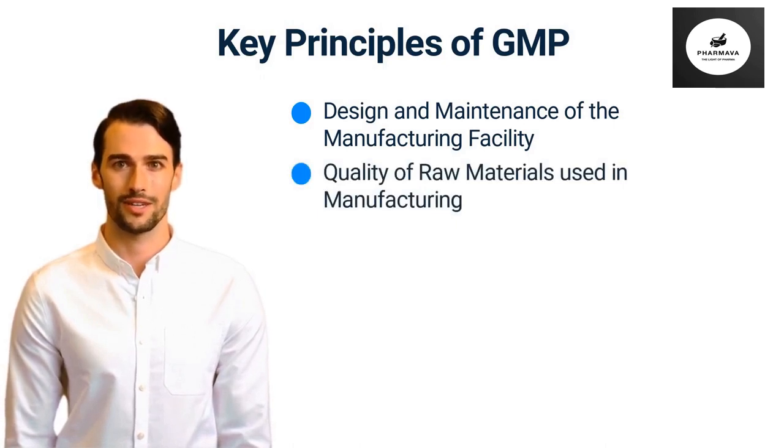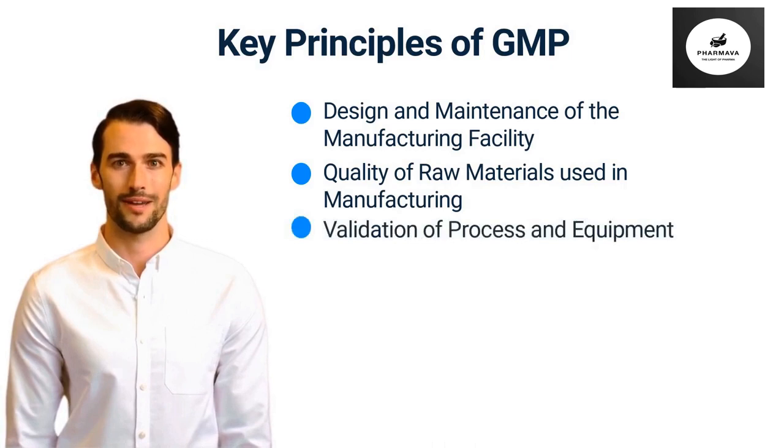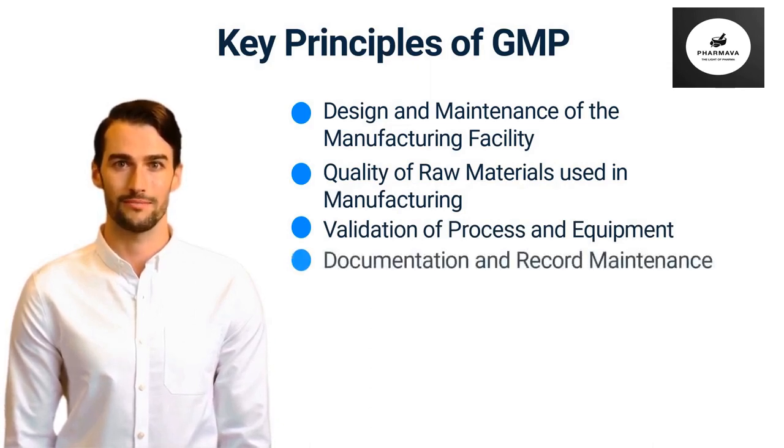Raw materials are the key ingredients of pharmaceutical products, and these must be tested for quality before these are used in production. Third one is validation of process and equipment. All manufacturing processes and equipment must be validated to ensure consistent results in all batches. Number 4 is documentation and record maintenance. Accurate records of all manufacturing and testing activities should be maintained, including raw material and equipment processing.